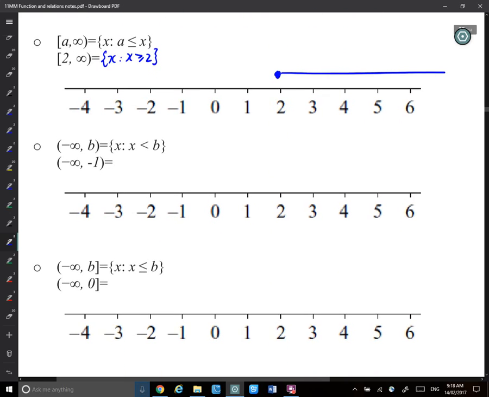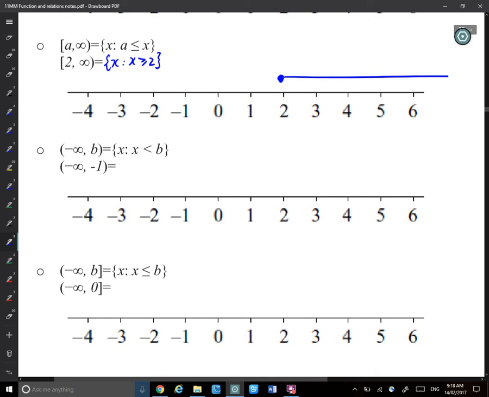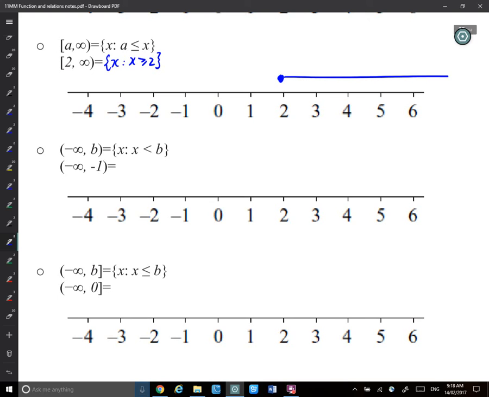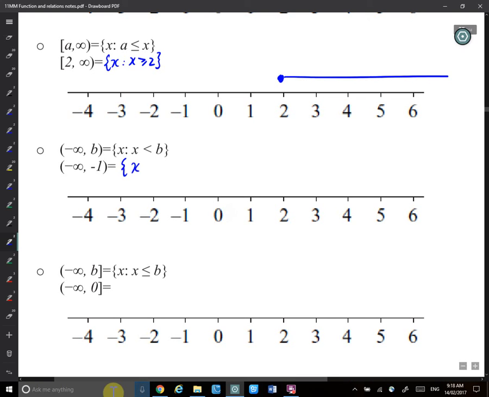Next, we have the right-hand side, then we will have the left-hand side. So every number smaller than a number. I will use negative infinity to represent the really negative numbers. Negative infinity is always on the left-hand side. And same thing, we always have a round bracket with negative infinity. So negative infinity to -1 means all the x such that x is smaller than -1. We have -1 here and things smaller than that.